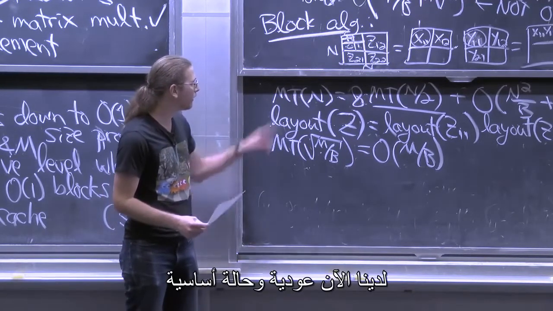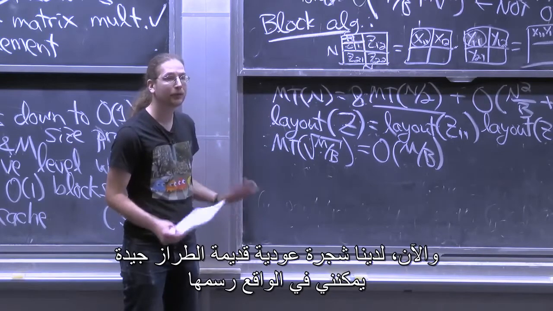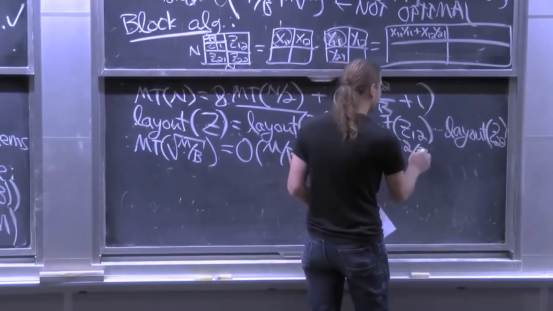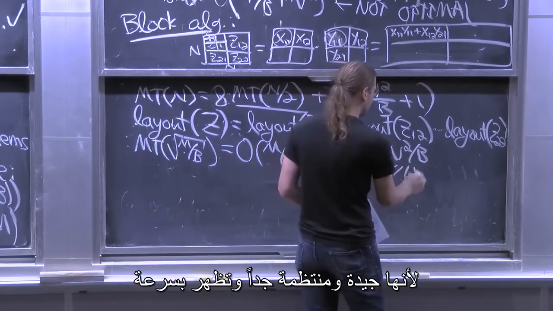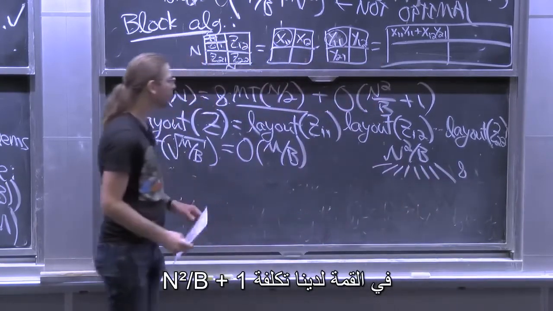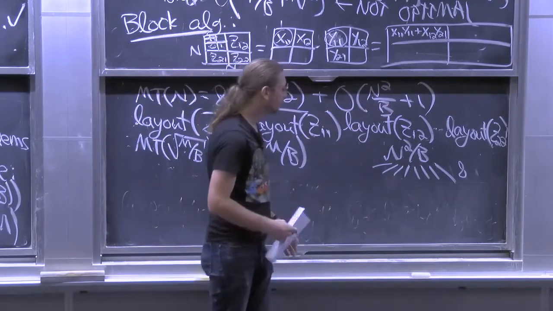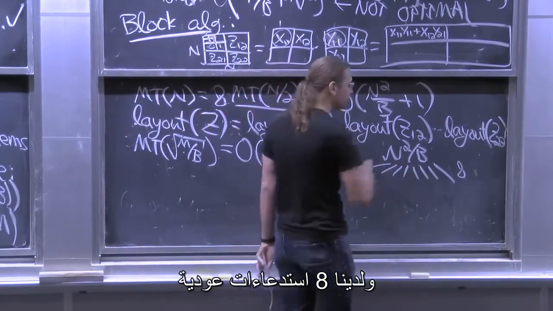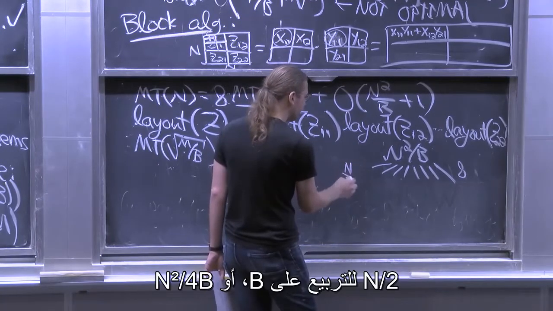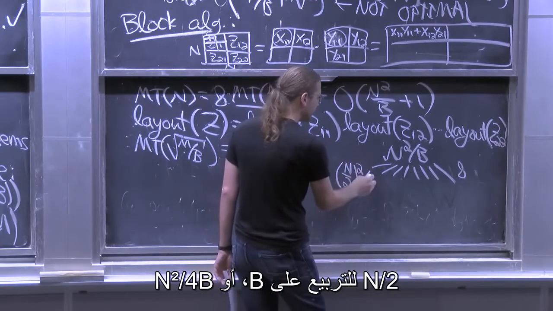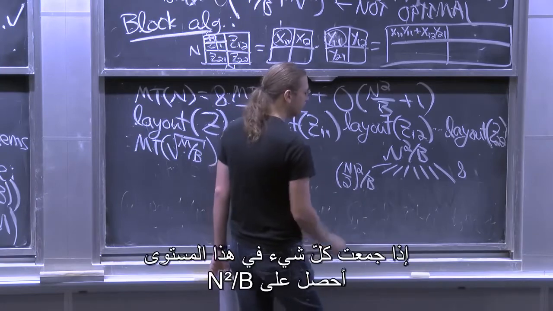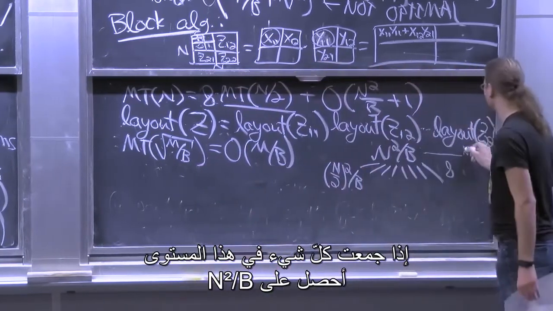Cool. Now we have a recurrence and a base case. And now we have a good old-fashioned recursion tree. This one I can actually draw, partly because it's nice and uniform. It just explodes rather fast. So at the top, we have a cost of n squared over B plus 1. And we have 8 recursive calls. And the recursive calls are to something of size (n over 2) squared over B, also known as n squared over 4B. So if I add up everything on the top level, I get n squared over B.